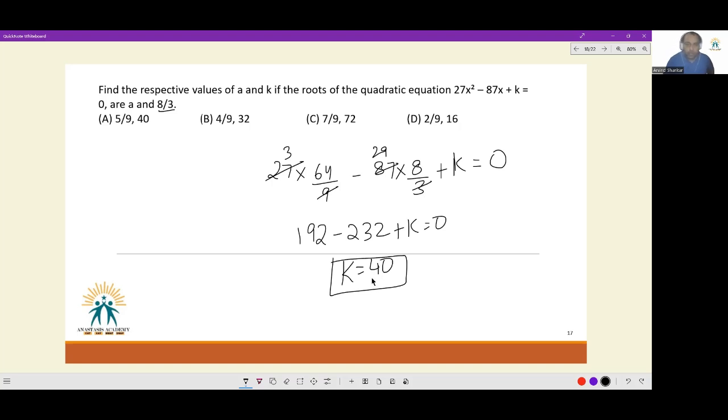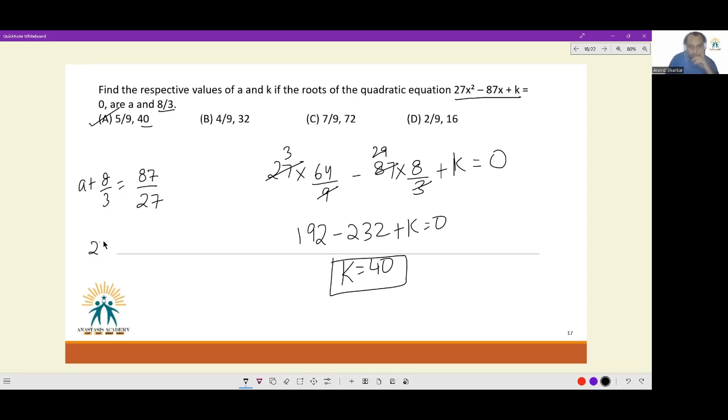As soon as I arrive at this point, I now know the answer has to be this. I needed values of a and k. Value of k I'm extremely certain of is 40, and this is the only option that has k as 40. So this has to be the answer. Now that we know the value of k is 40, we can go ahead and solve this and arrive at the value of the other root. But then it is immaterial. We don't really need that at all. Okay. Additionally, if I also want, let's say, the value of a, I can say a plus 8 by 3 is equal to 87 by 27.